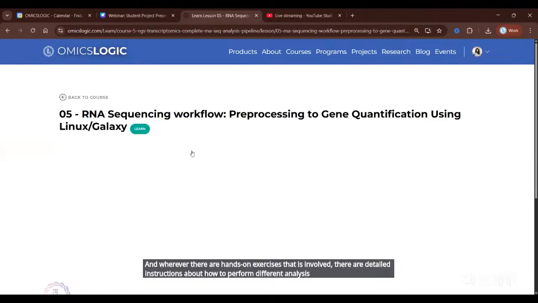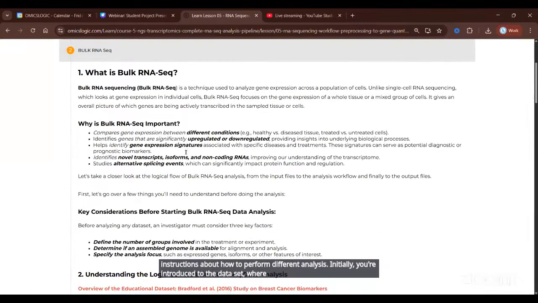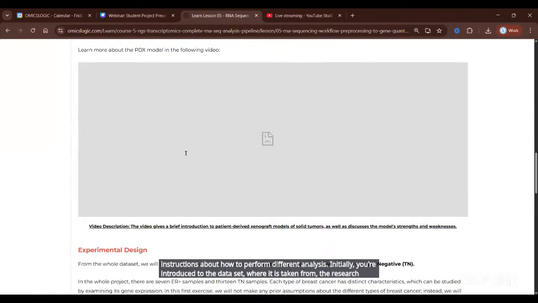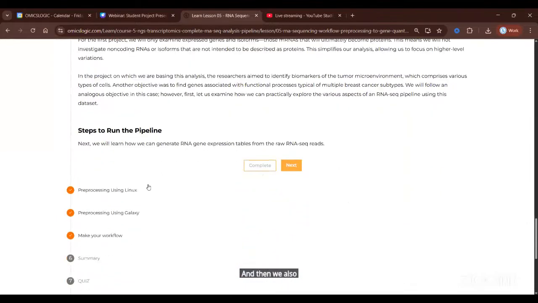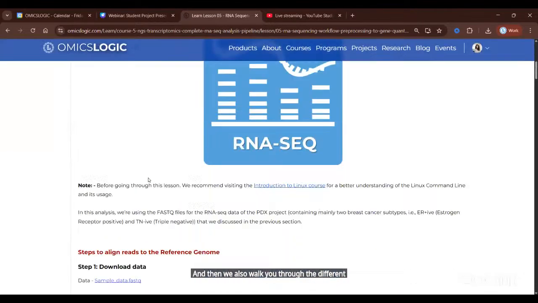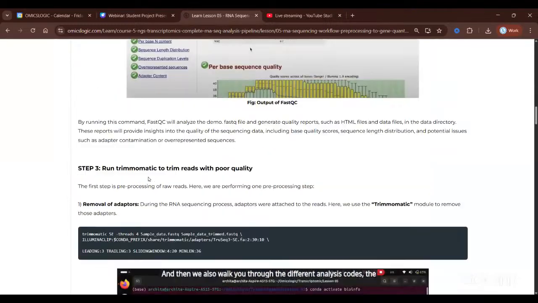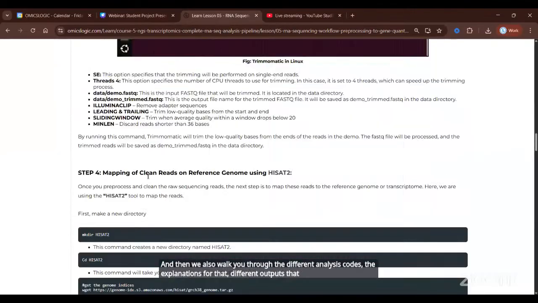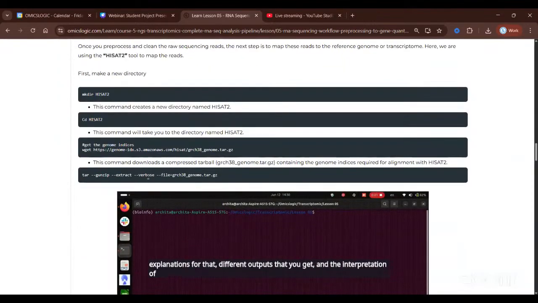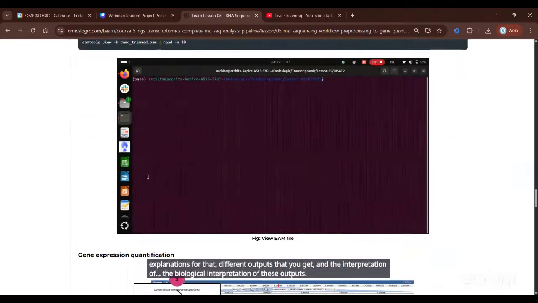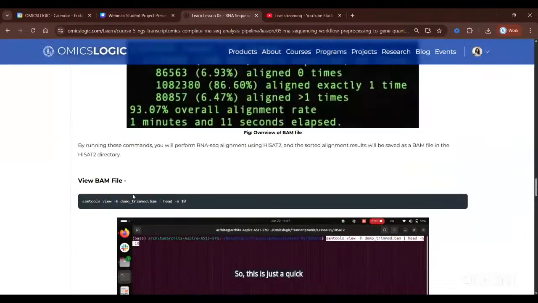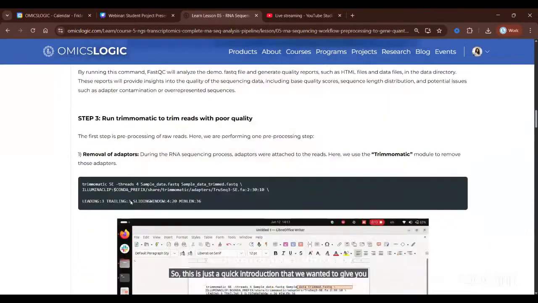Initially, you're introduced to the dataset, where it is taken from, the research context behind it. And then we also walk you through the different analysis codes, the explanations for that, different outputs that you get, and the biological interpretation of these outputs. So this is just a quick introduction that we wanted to give you about some of the training opportunities.